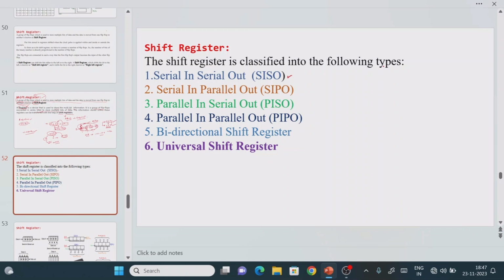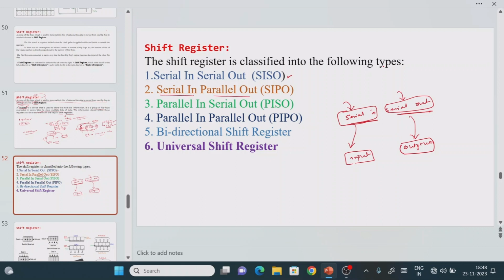Serial in, serial out. So if you consider serial in, serial out, here we have two terms. The first one is called the input term, the second one is called the output term. It means how we are giving the input value as well as how we are getting the output value. Now what is the meaning of serial in, serial out? This is what we call the input, this is what we call the output. It means we are giving the information serially, and we are taking the output serially.